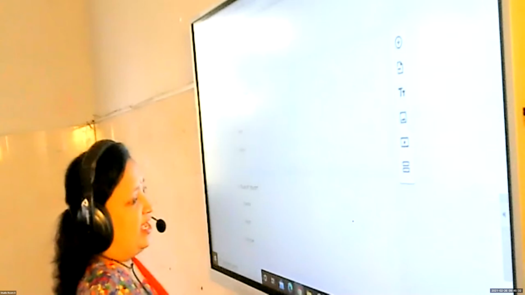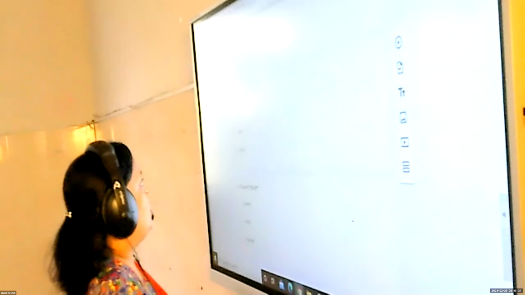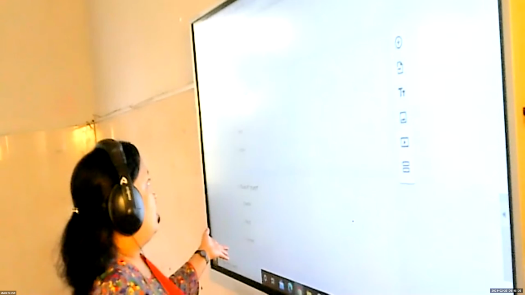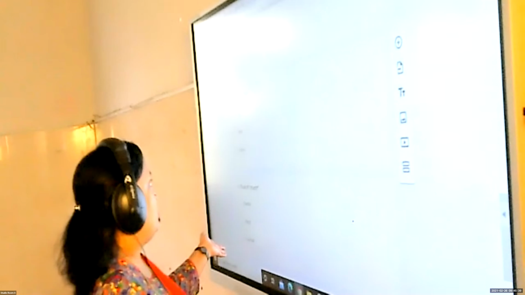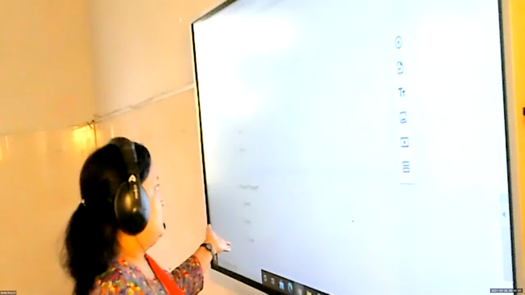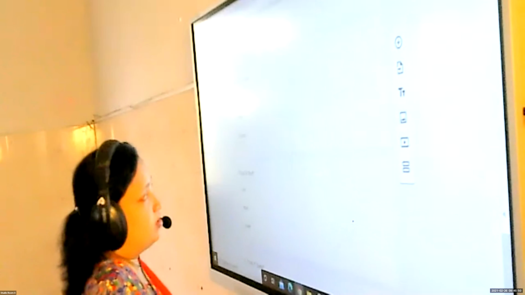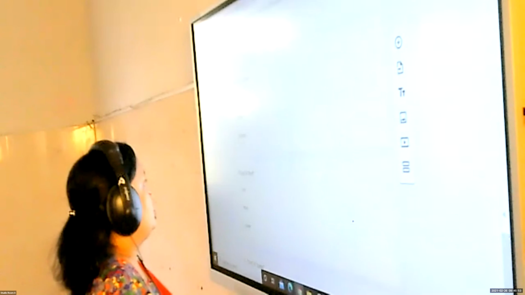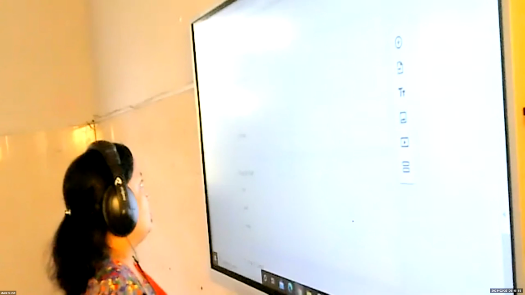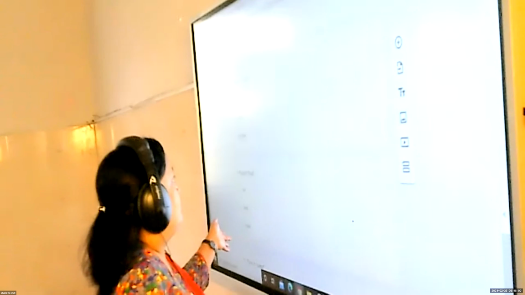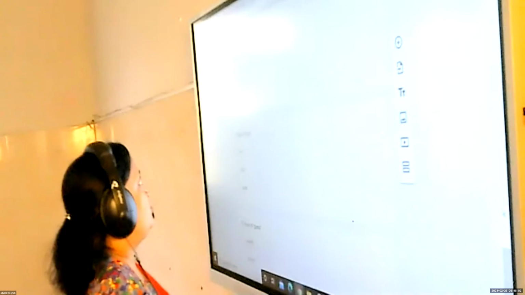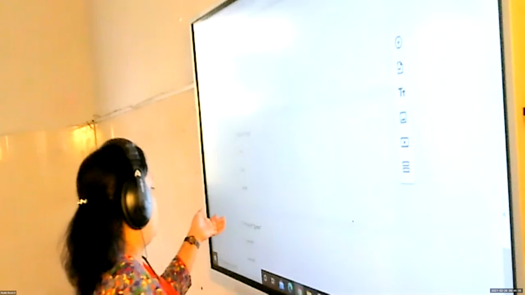Number 7. Plural of tiger. Options are tiger, tigers, tigress. Be careful. Read the spellings properly and choose the correct answer. Number 8. Plural of church. Options are church, churchs or churches. Read the spellings very carefully. Don't be in a hurry.